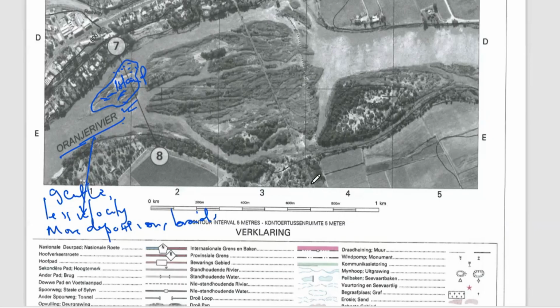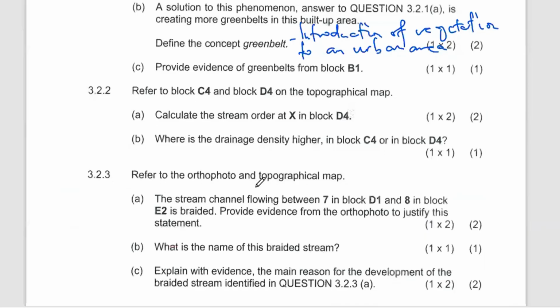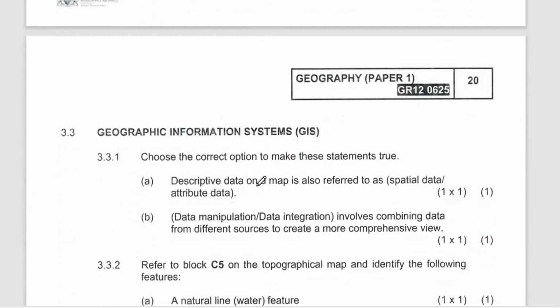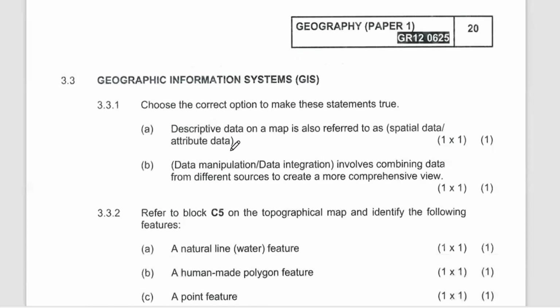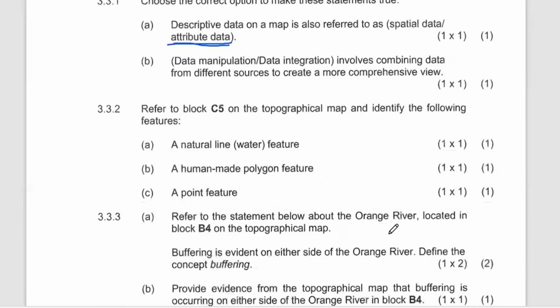Right, number 3.3.1, we'll go on to the question paper. It says, choose the correct option to make these statements true. Descriptive data on a map is also referred to as what? What kind of data is that? That is attribute data. Descriptive data is attribute. Data manipulation or data integration involves combining data. When we're talking of combining data, we are integrating.